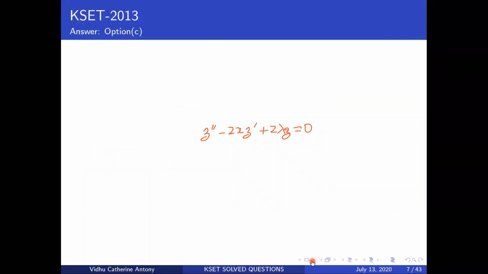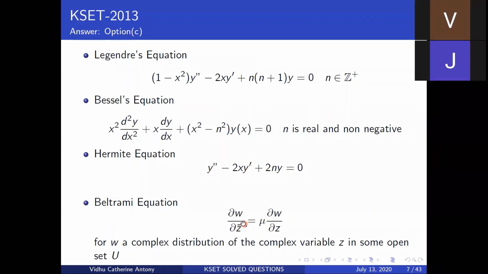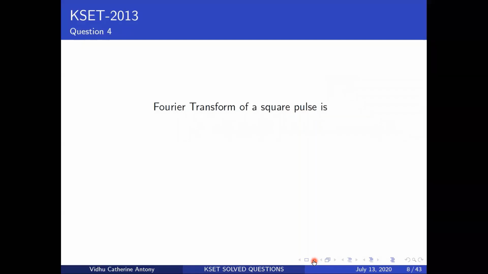Okay, so if you compare it with this one, what you can see is that you will get this kind of a form. Now the Beltrami equation is a partial differential equation. Okay, so what you will have here is you have a dou w by dou z prime. What is this? This is a complex variable z, and you have, taking the complex conjugate, a relationship between the complex conjugate and the complex variable. Okay, so next let us go on to the Fourier transform of a square pulse.